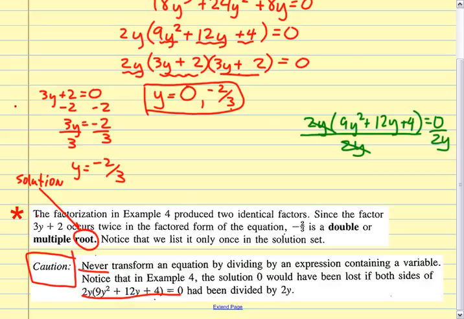And what's 0 over anything? 0. It's just 0. So now I've lost that solution. I've lost the 0 as one of the solutions. Okay? So never divide by a variable. You don't know what the variable is. Okay? Because we found out that y equaled 0, so you're dividing both sides by 0. Bad. Bad. Don't divide by a variable.